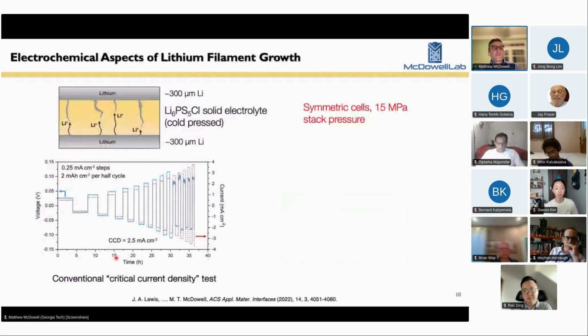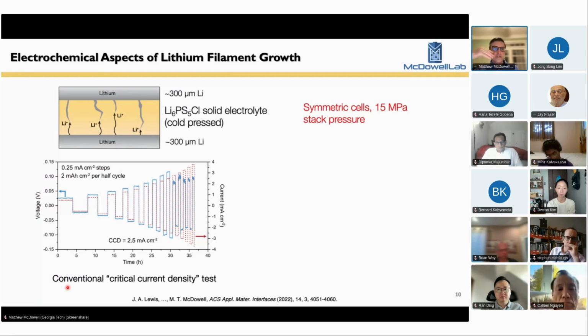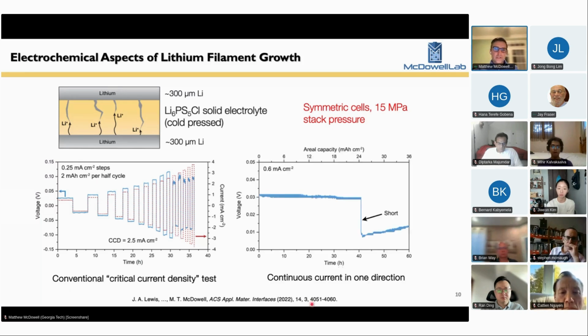Something else that's kind of interesting about lithium filament growth. Some of you may be familiar with this typical test called a critical current density test. It basically involves taking a symmetric lithium solid-state battery and then applying higher and higher current densities until your battery short circuits, and the current density at which it short circuits is called the critical current density, and you want that to be as high as possible. What this study from my group shows is that this typical test, which is widely performed, is really not that useful actually, because it varies a lot based on how you do it.